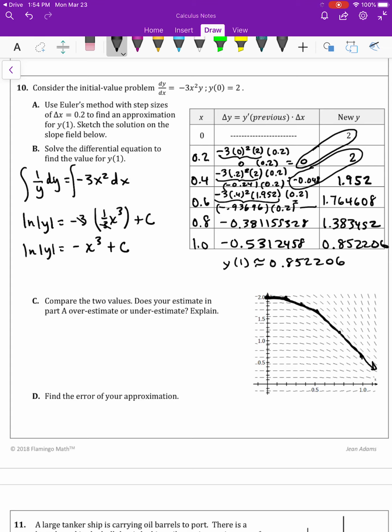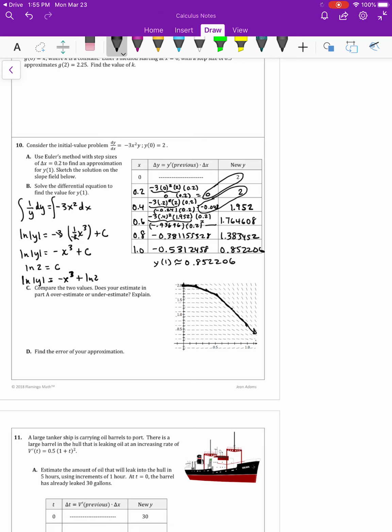Okay, and then I put my initial value in. I put my 0, 2 in. And if you put 2 in for y and 0 in for x, you can see that your c is ln 2. And so now that gives you that ln, absolute value of y, equals negative x cubed plus ln 2.